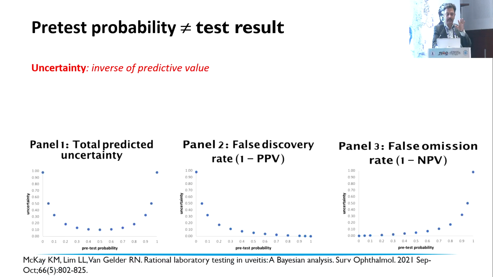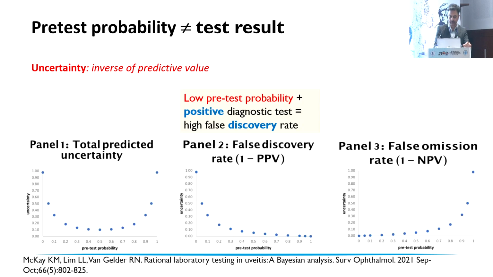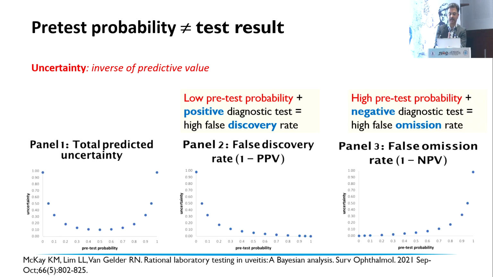Now, what happens, and this came up many times, as you just heard in the presentation, when you have a very high pre-test probability but your test is negative? You expected it to be positive, but the test is negative. Or you have a very low pre-test probability, non-granulomatous anterior uveitis, but your test is positive. These concepts are called false discovery rate or false omission rate, and we come across this all the time in our clinical practice.